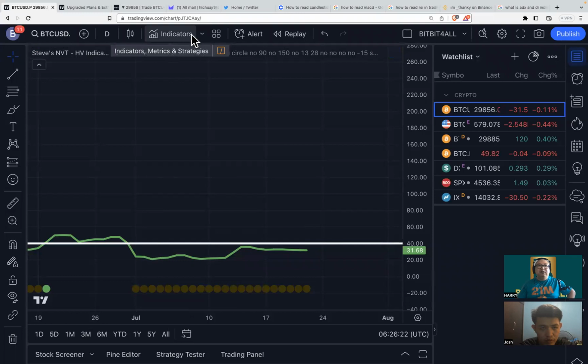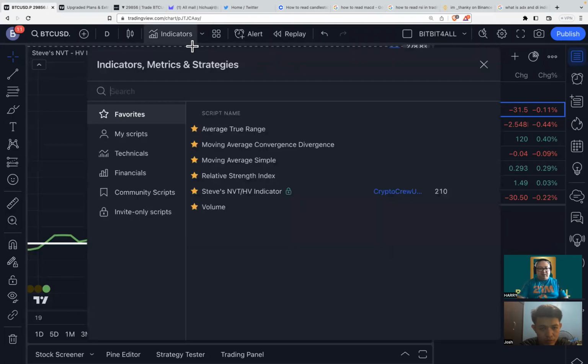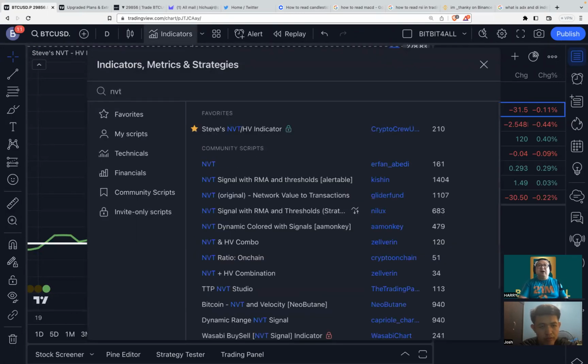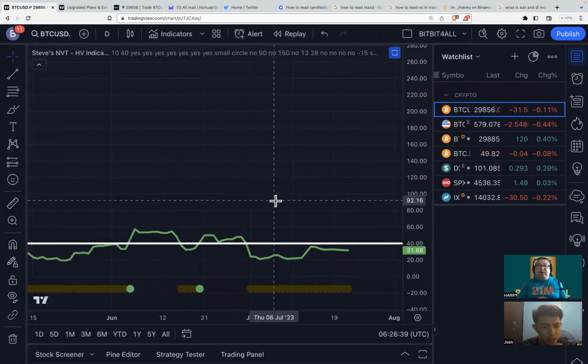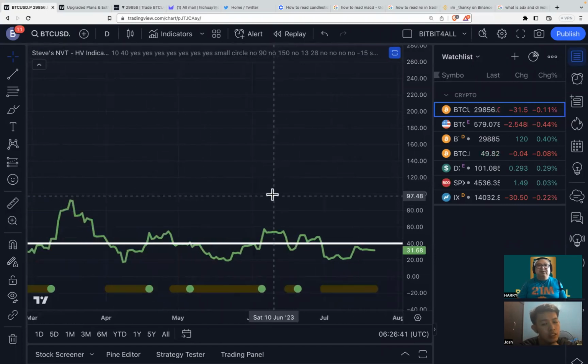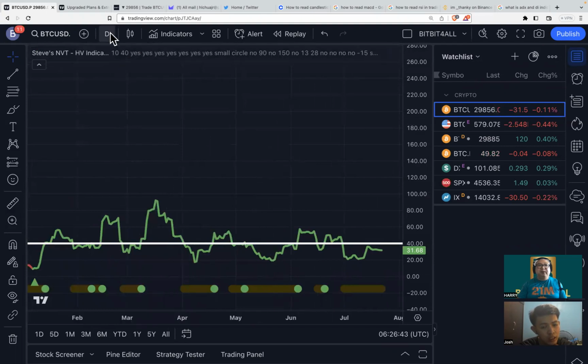I don't know if you can add this, but do you have NVT? What is that? Actually, I pay for it, so I have access. If you don't have access, just ask me. The purpose of this is that we use it on the weekly.